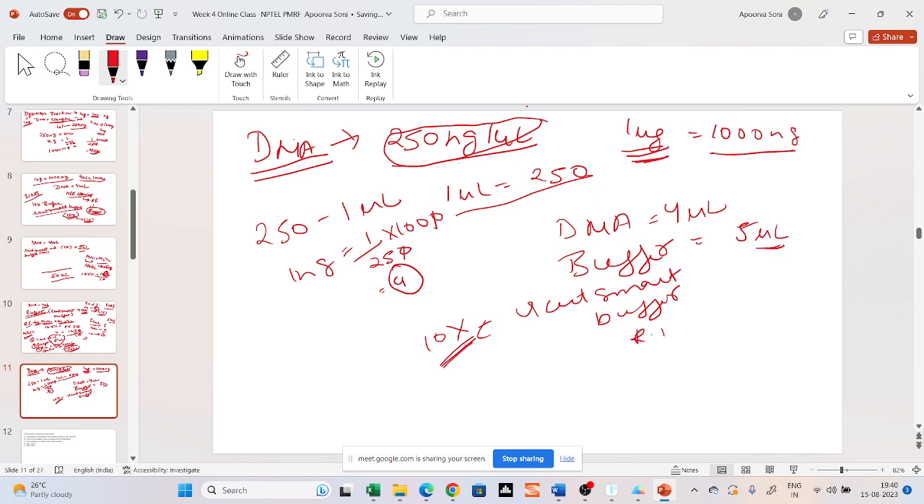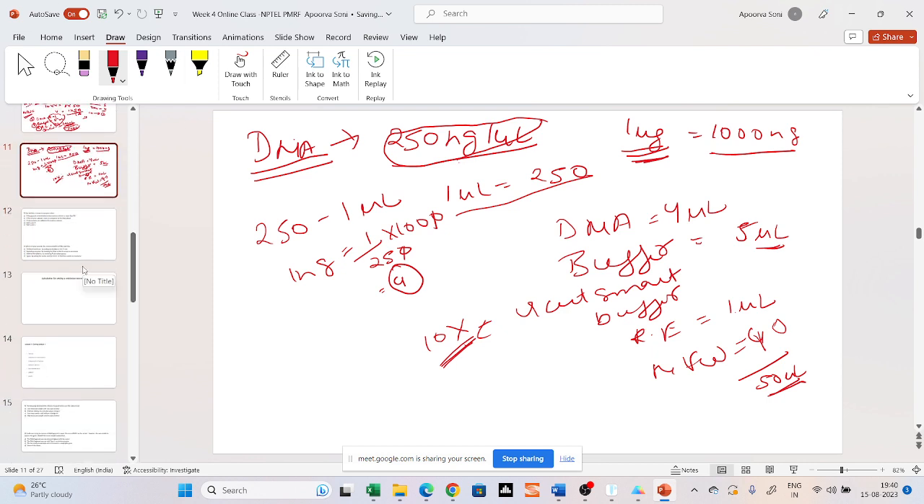Then we will add the restriction enzyme. Restriction enzyme, we will add 1 microliter. Then we will see 4 plus 5, 9 plus 1, 10. So how much NFW you have to add? You have to add 40 microliters, because overall the reaction is of 50 microliters. So like this is the calculation for restriction digestion. Okay, now if you still have doubts, you can again go through it whenever I upload it in the YouTube video. Now I'll go to the next question, because already we have given a lot of time to digestion.